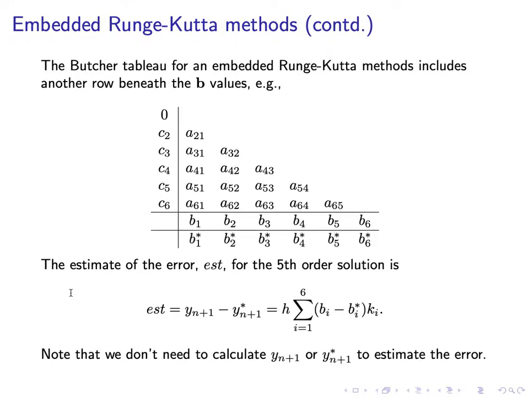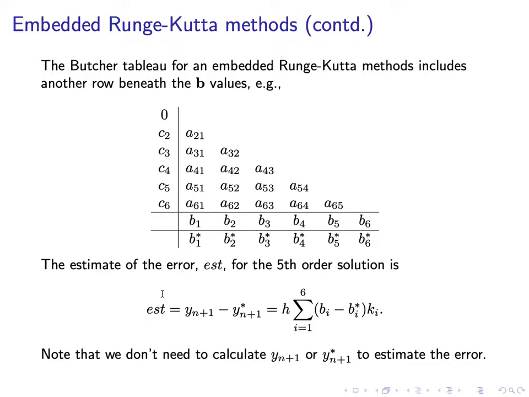Okay, now the Butcher tableau, if we want to represent an embedded method in a Butcher tableau, we simply include the b1 star, b2 star, etc. in a row underneath the b's. Okay, so this is a typical Butcher tableau for an embedded Runge-Kutta method. So you've got your c values, you've got your a values, and your b values as normal, and then you have your starred b values in the row underneath.